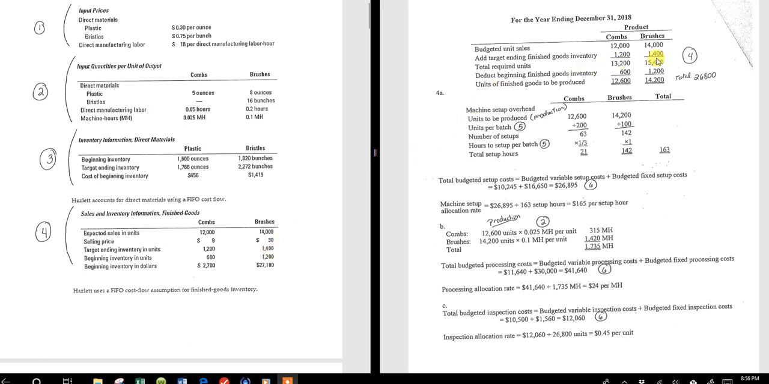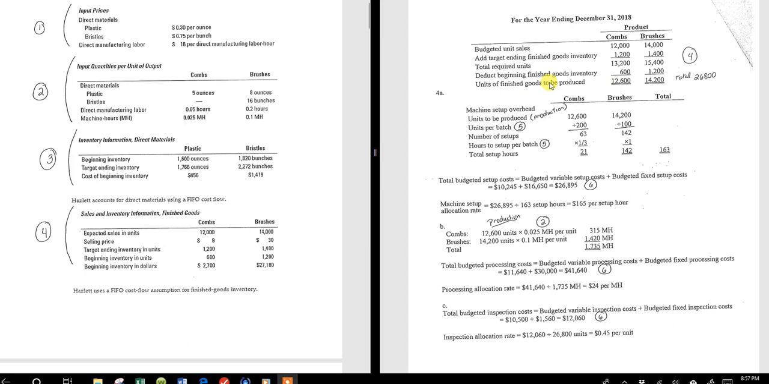That gives me my units I need, but if I've already got them sitting around, I don't have to remake them. So I have beginning inventory of 600 and 1,200. And so my units of finished goods to produce is this. And this is pretty important that you understand this is finished goods.